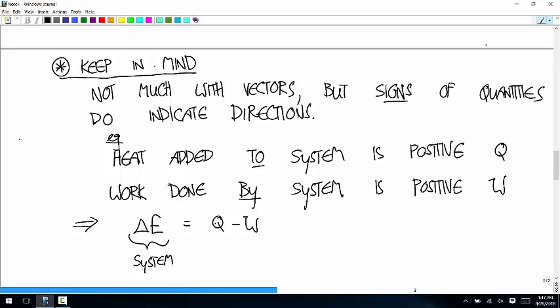Any questions about that? Okay. So next class, we'll start talking about states, properties, processes, and then in not too long, we'll start getting into equations and stuff.